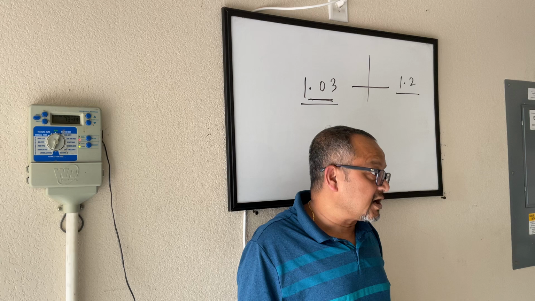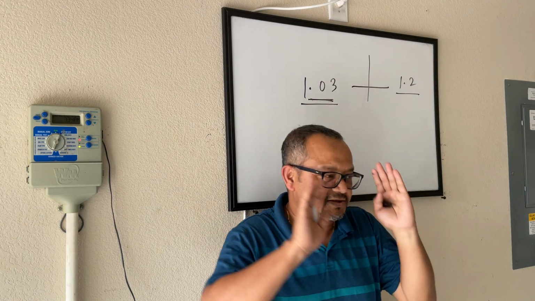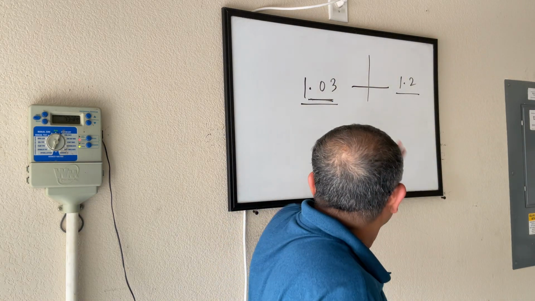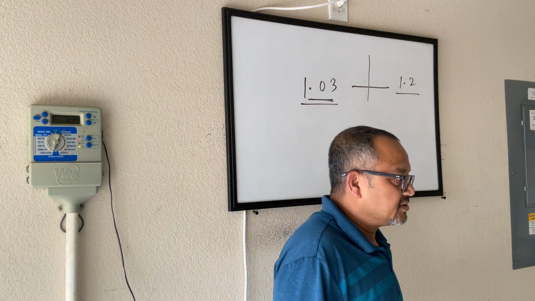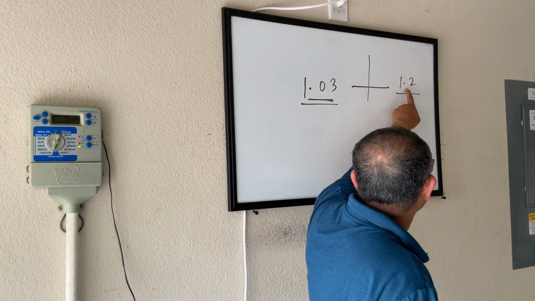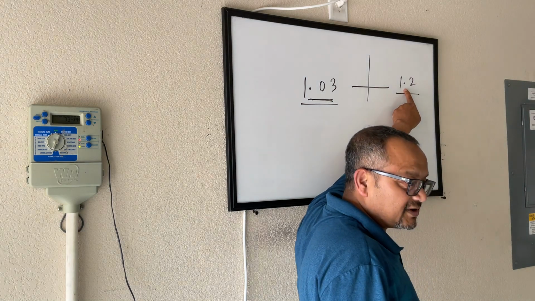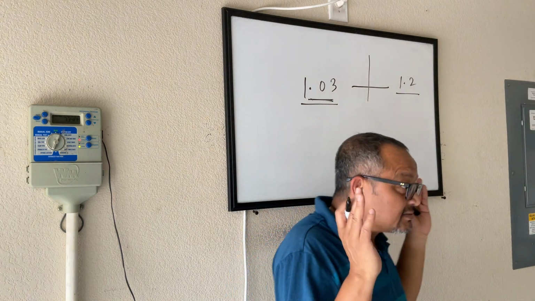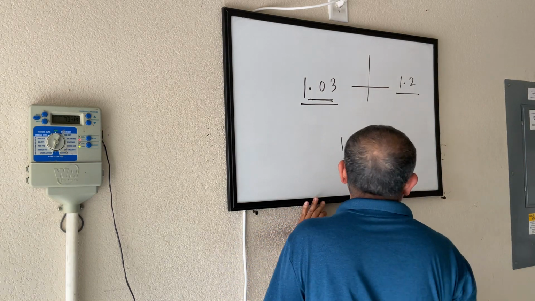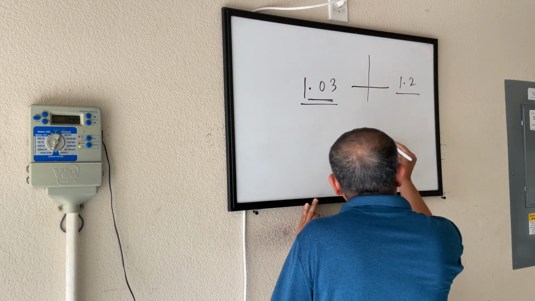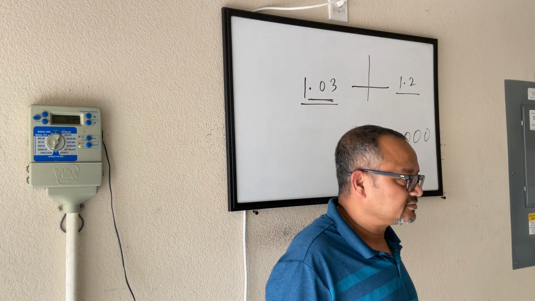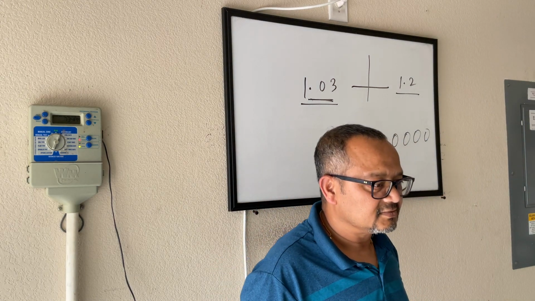Do I deal with apples and bananas together? No. Apples in one basket, bananas in another basket, oranges in a third basket. Here, it looks like apples and bananas to me. If this is apple, because it has 2 digits after decimal, this is banana or maybe watermelon. It has only 1 digit after the decimal. Okay? I want to make them similar. Now, what we know is 1.2 is the same as 1.20. I can put as many zeros as I want. Same value.